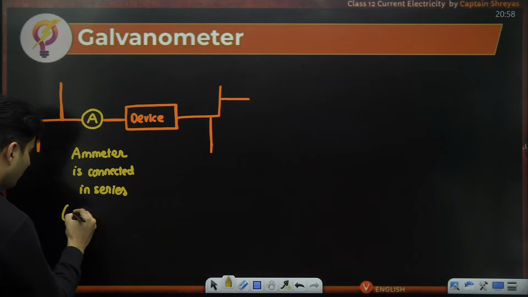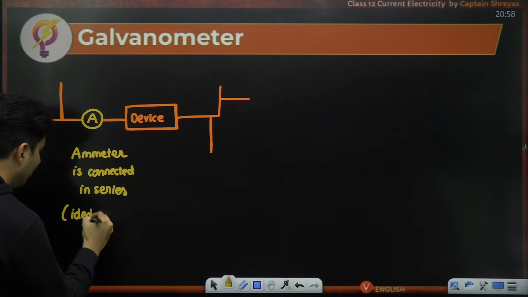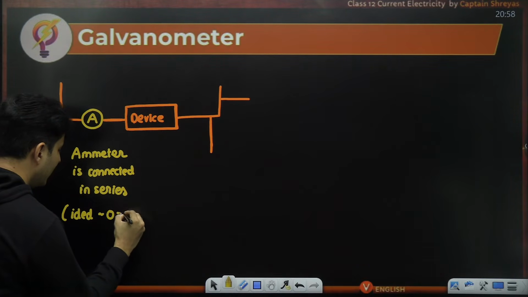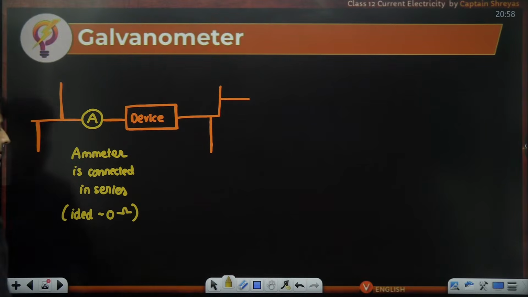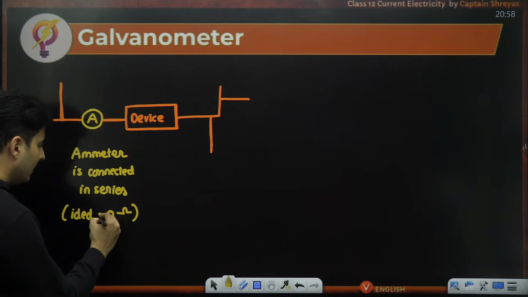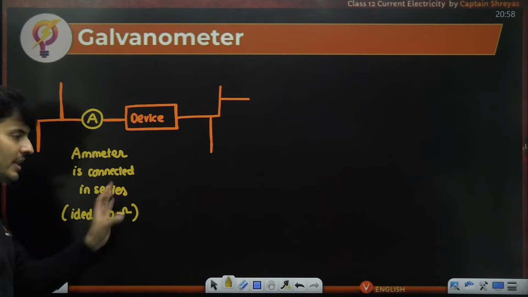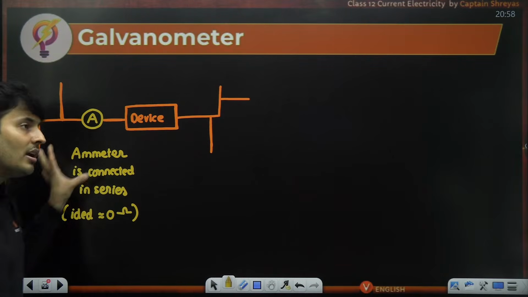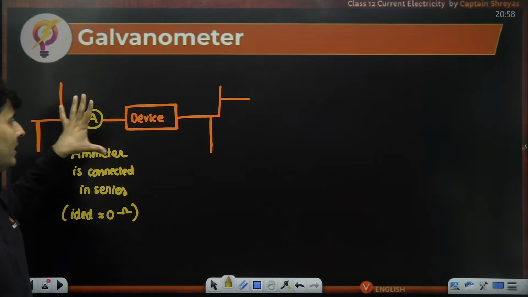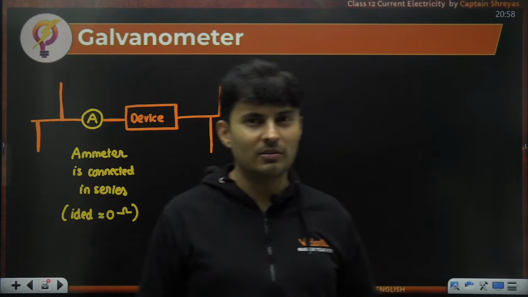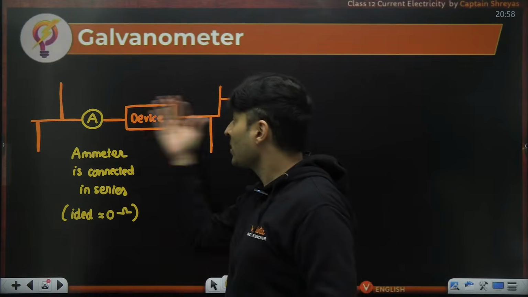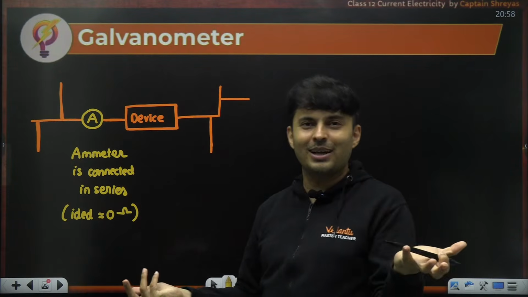So therefore, an ideal ammeter has 0 ohms resistance, or basically low resistance, so that it does not affect the performance of the device. If it is large, then it will block the current. The device will stop working.